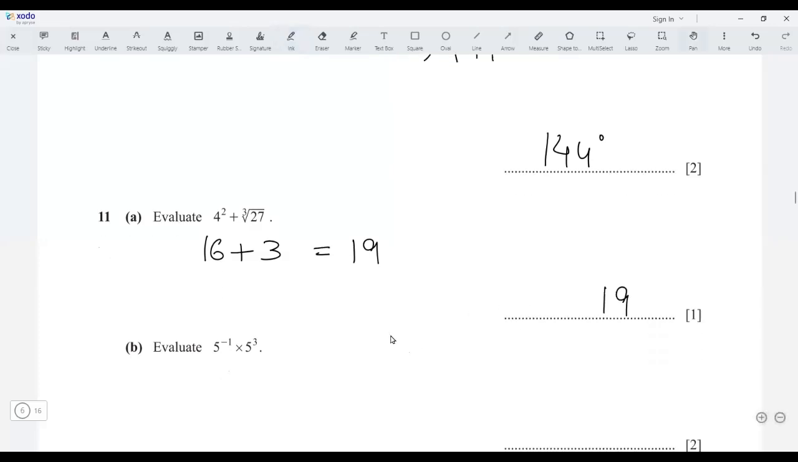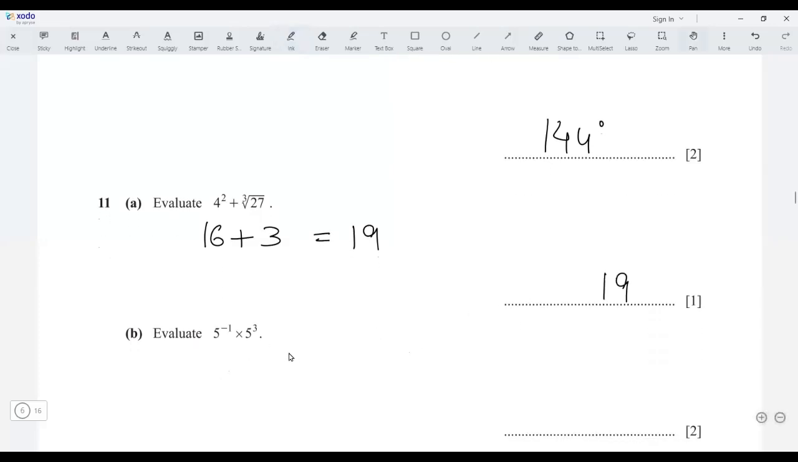For the next question, we know the bases are the same, so we have to add the powers. The signs are written as they are. So minus 1 plus 3 gives you positive 2. So it's 5 squared. We have to evaluate. Evaluate means you don't write your answer in indices form; you just simplify it. 5 squared is 25. So write down your answer 25 at this place. I hope you understand this type of indices question.